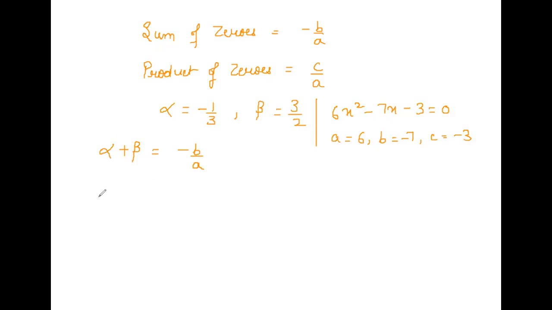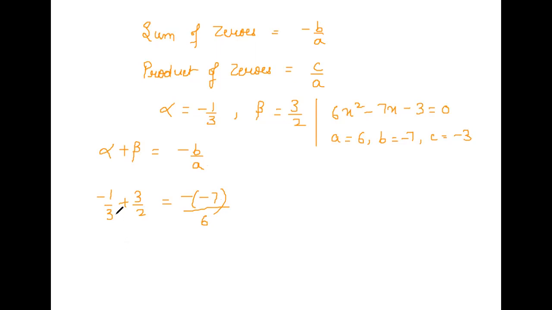So alpha plus beta will be, firstly alpha is -1 upon 3 and beta is +3 upon 2. It should equal the negative of b upon a, where b is -7. Here I'll write two negatives because one is of b and one is of that 7. And divide by a, where a is equal to 6.